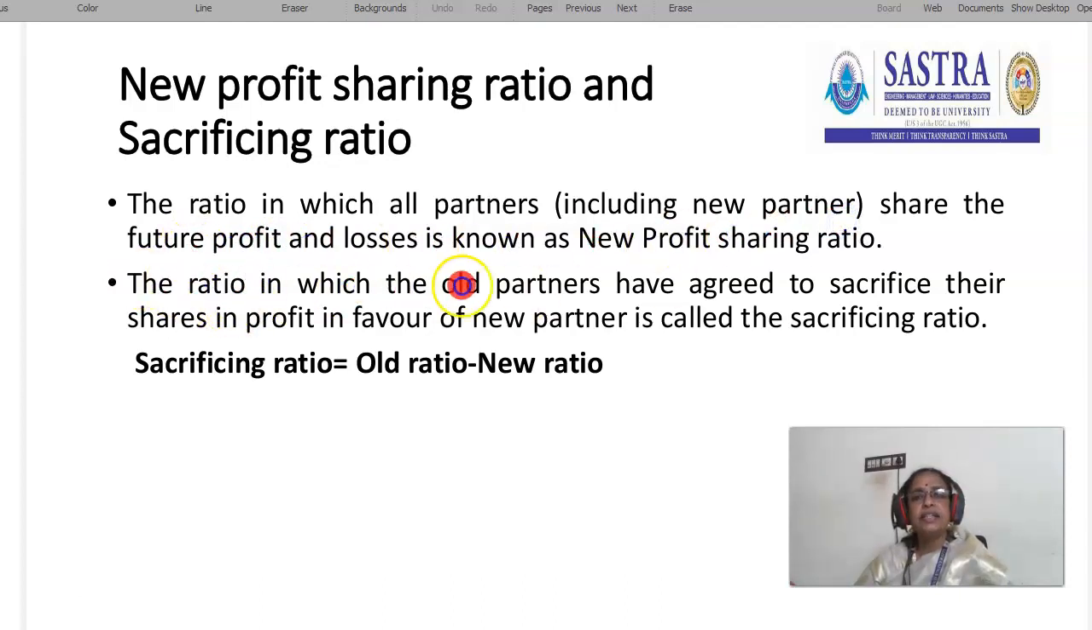The ratio in which the old partners have agreed to sacrifice their share in profit in favor of the new partner is called the sacrificing ratio. How much are they sacrificing for the sake of the new partner? They are sacrificing a certain portion of their profit for the sake of the admission of a new partner, that we have to calculate. That is known as the sacrificing ratio. How to calculate the sacrificing ratio? Sacrificing ratio is equal to old ratio minus new ratio.